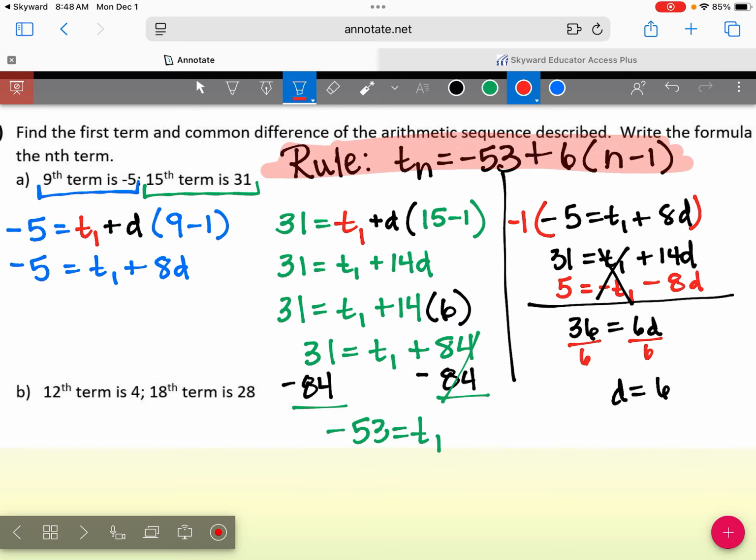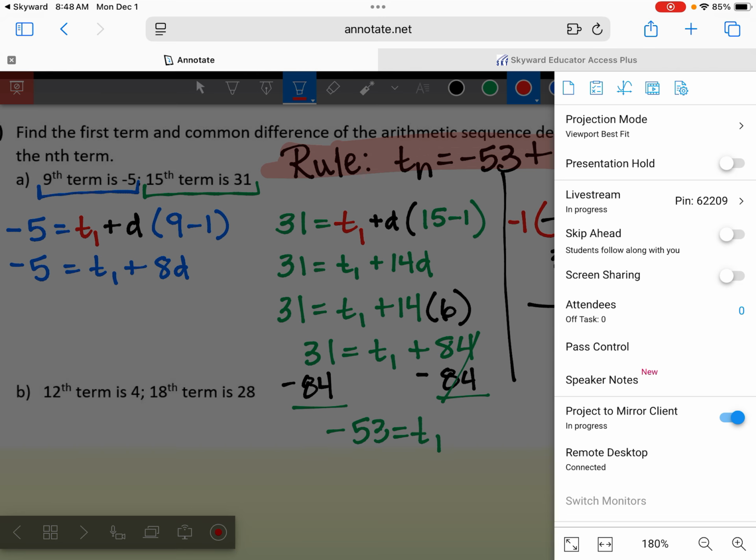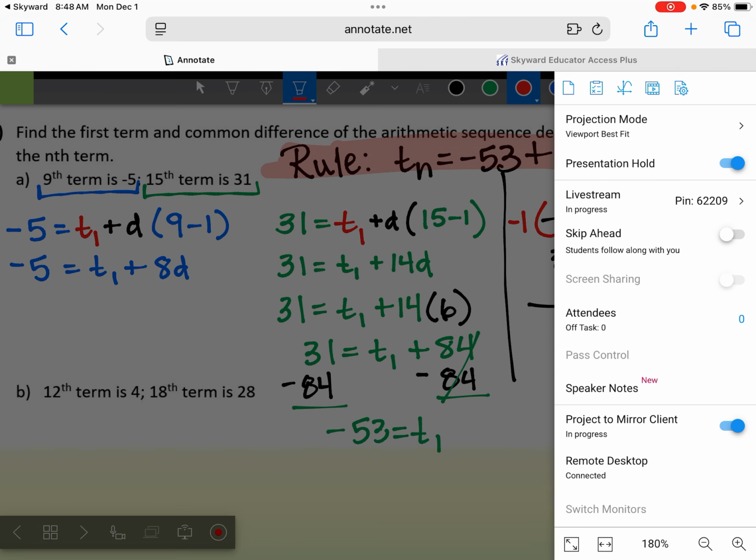All right, I'm going to give you a moment to do part B on your own, and I'm just going to show the answer at the end. So set it up just the same way. You have to write 2 equations, eliminate, and solve for both.